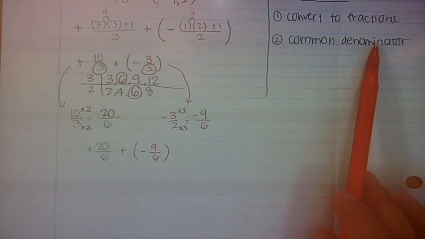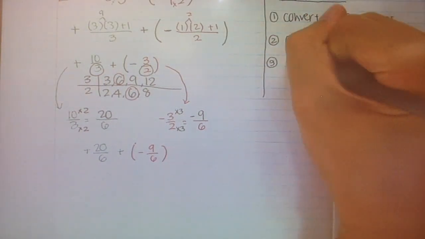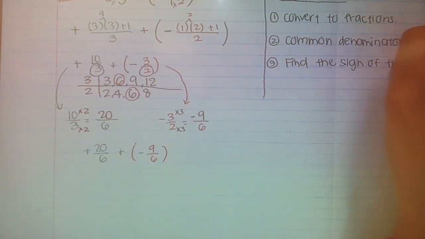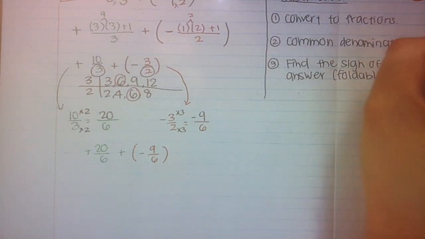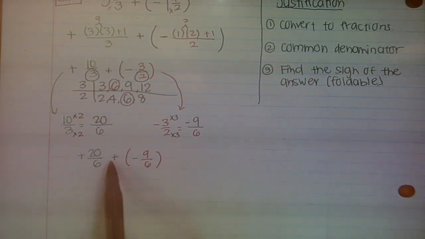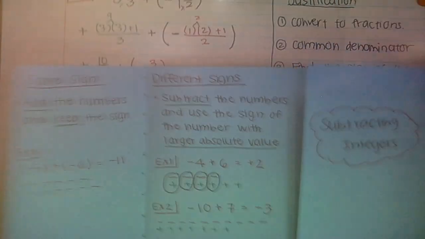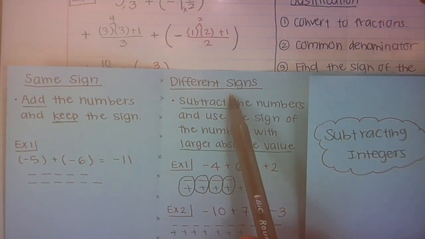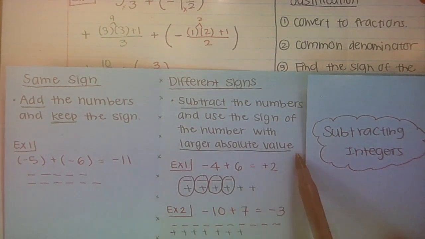So I found common denominators. And my third step is to find the sign of the answer using my foldable. So again, I'm adding. I have one positive, one negative. So I'm adding integers. So I open adding integers. And I had one positive and one negative. So they are different signs, one positive, one negative. So the rule is subtract the numbers and use the sign of the number with the larger absolute value.